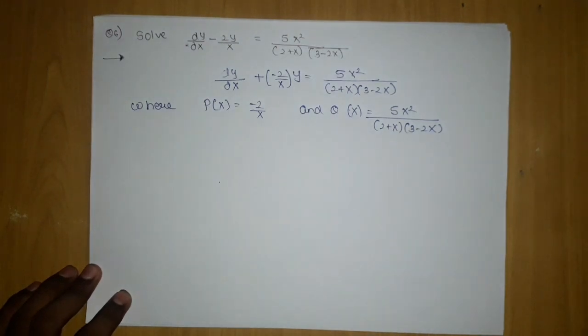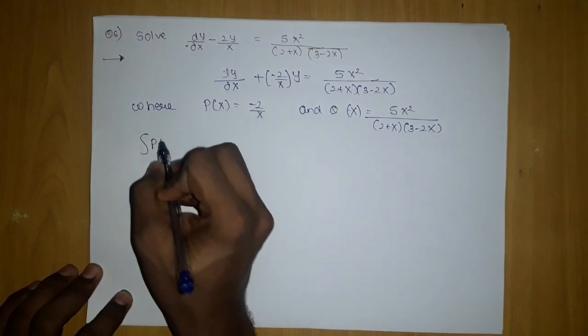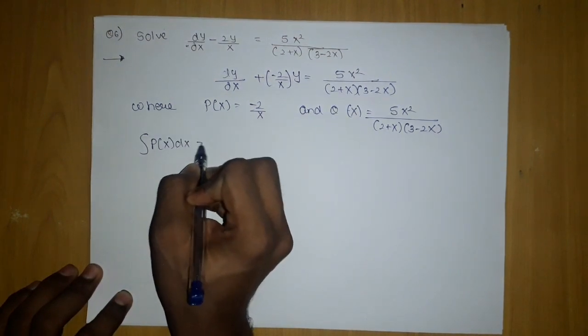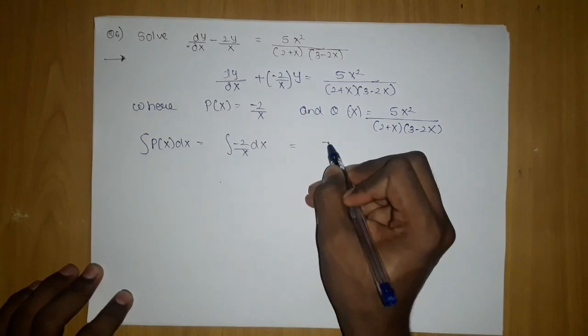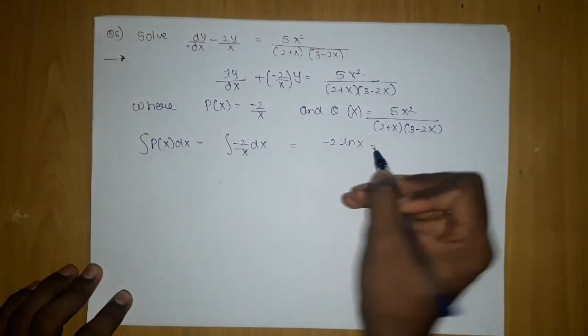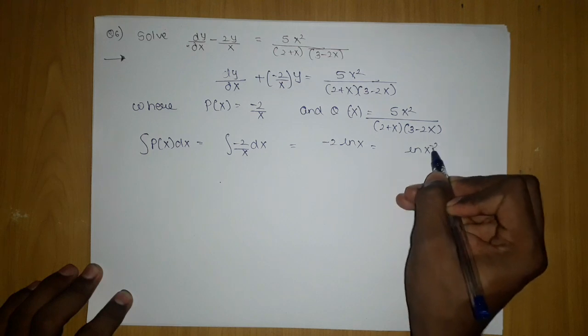Now you know our integrating factor is e to the power integral p of x dx. So we need to get the integral of p of x dx. It will be integral of minus 2 by x dx. If you do it, it will be minus 2 ln x, which is ln x to the power minus 2.